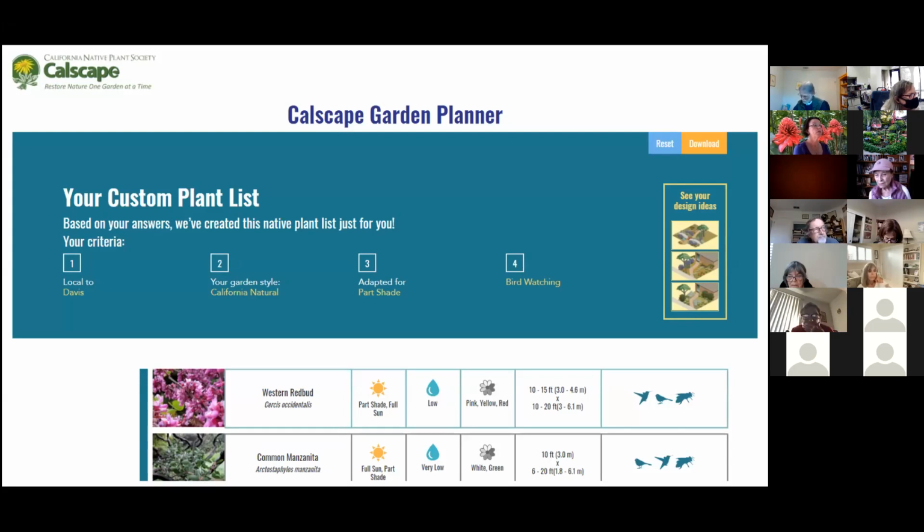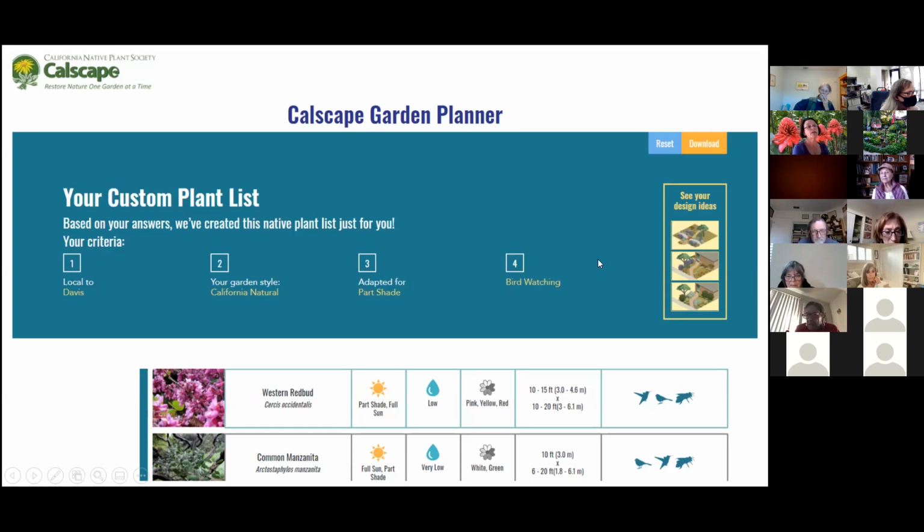if they're interested. So you can put here, I put in, for example, that I'm local to Davis and my garden style is California natural. Like I don't mind things being a little bit messy, but you can put in here that you prefer a more formal garden look, and it'll give you plants that are maybe more adherent to that look. And then I said, okay, what would I plant in partial shade? And I'm also interested in bird watching. And again, these parameters, you pick what you want, but it'll always give you a list of appropriate native plants that will do well in these criteria that you choose here.